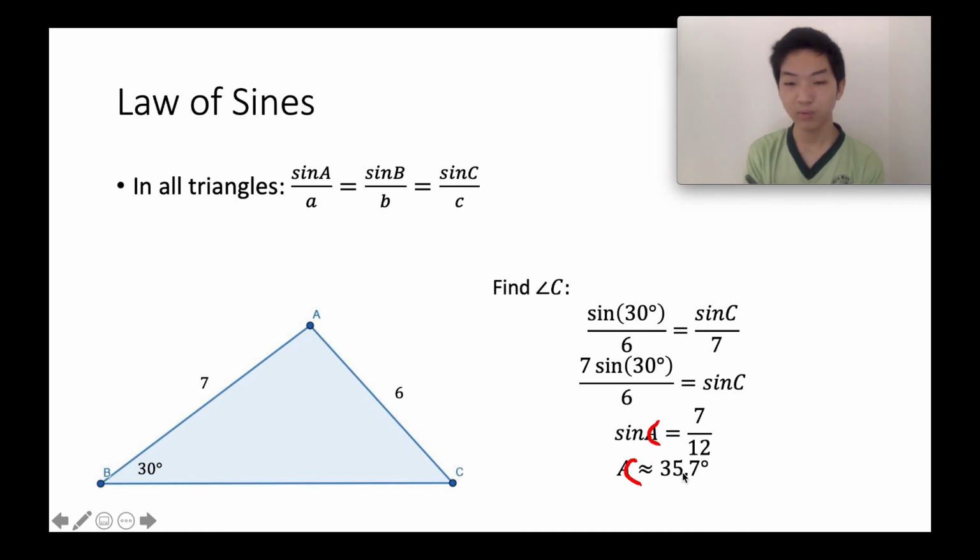Now, this 35.7 degrees was found using a calculator, and it's very, very unlikely that you'll need to find the exact value of an inverse trigonometric function. So usually just being able to get to this step, sine C equals 7/12, is enough. However, sometimes you will need to know the value of common angles in trigonometric functions. So say you got sine C equals radical 3 over 2. You would need to know that C would be equal to 60 degrees.